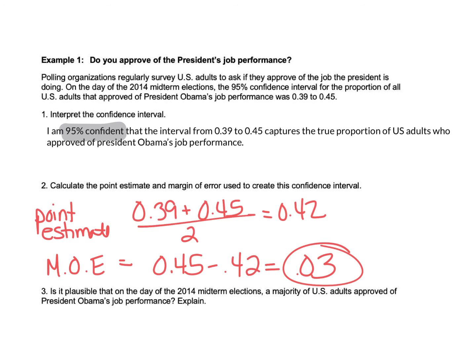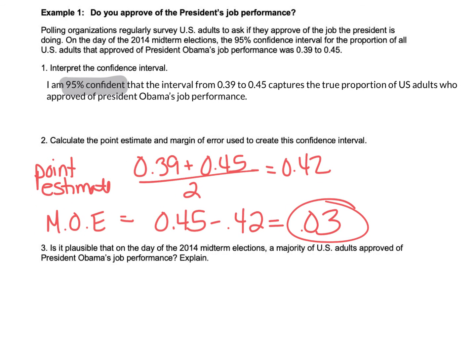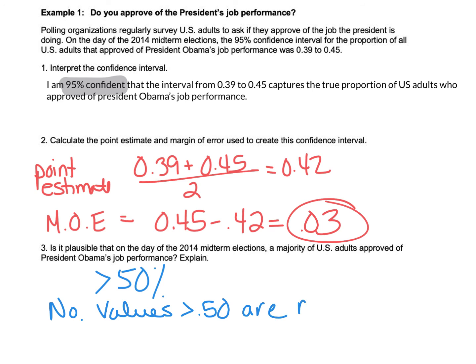Is it plausible that on the day of the 2014 midterm elections, a majority of U.S. adults approved of President Obama's job performance? Is this possible? Well, first of all, a majority is 50%, or actually I should say greater than 50%. So what I do is I look at my confidence interval. Is it a plausible value? Is it in the interval? No. It stops at 45%. So it is not plausible. I'm stating no, values greater than 0.5 are not in the interval.